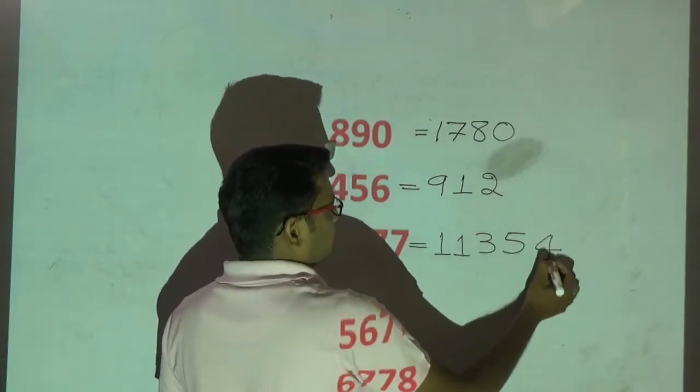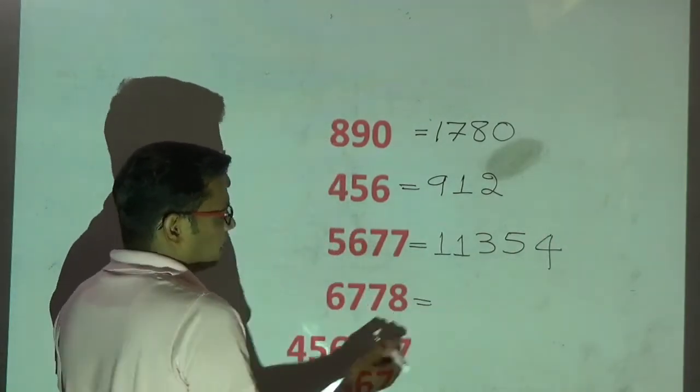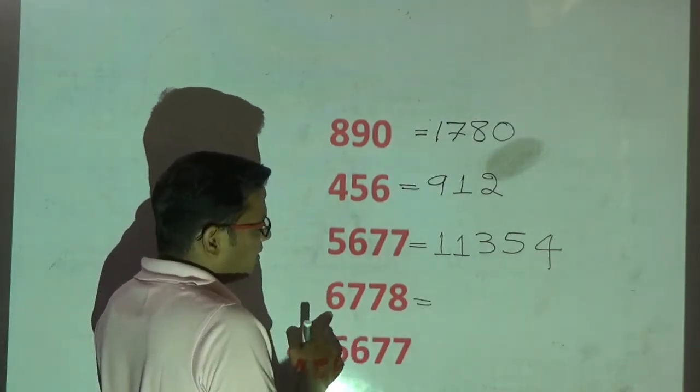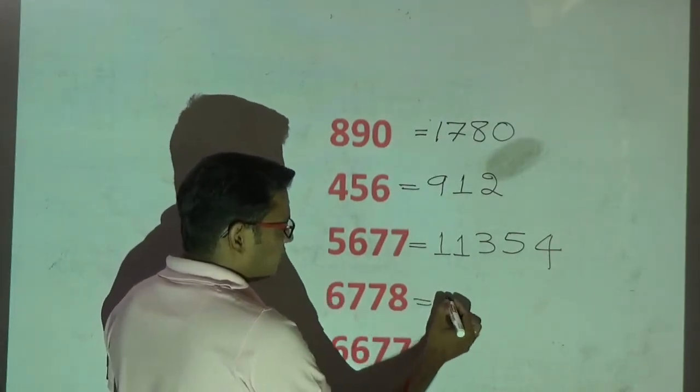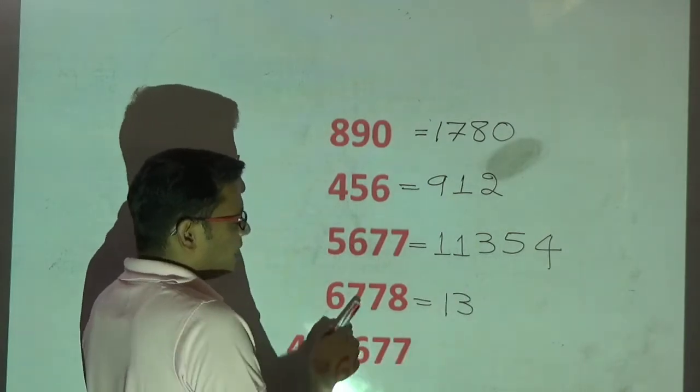14, and write the end digit only. See, double of this is this much. Next, double of 6 is what? 12. Next number is more than 5. Therefore, plus 1 to 12. Answer is 13. Next number is 7.